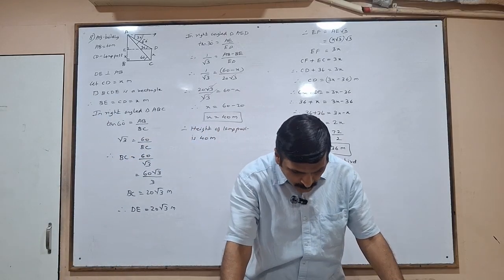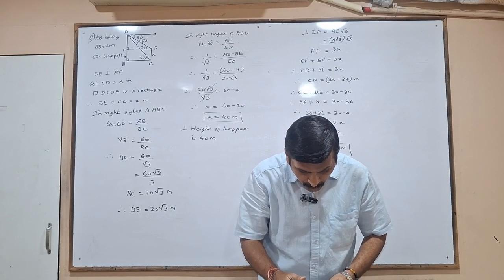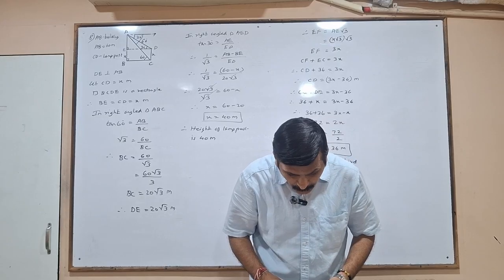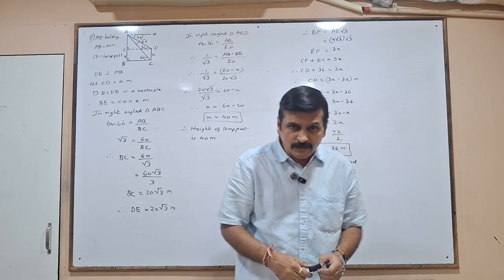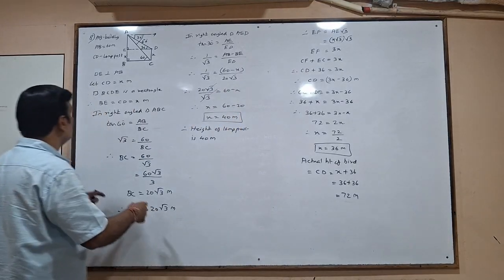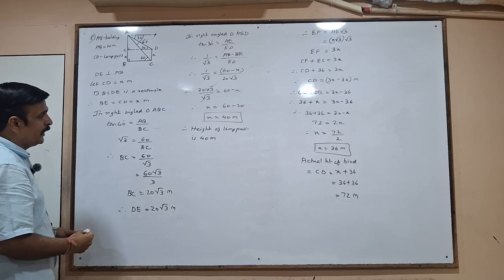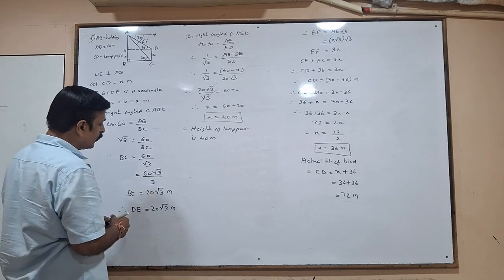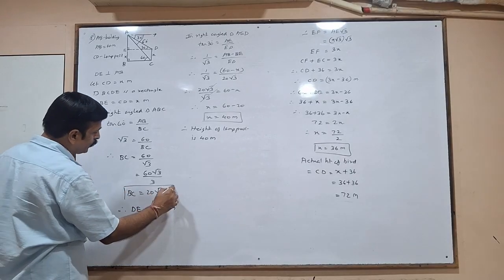That is what they have asked, height of the lamp post. Also, they want horizontal distance between AB and CD. Horizontal distance between AB and CD means they want BC. BC is 20 root 3. That also we have calculated in terms of root 3.